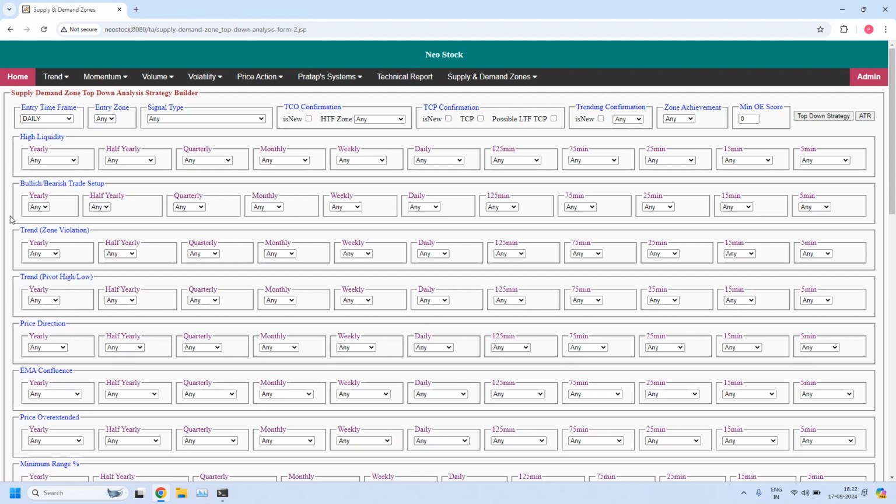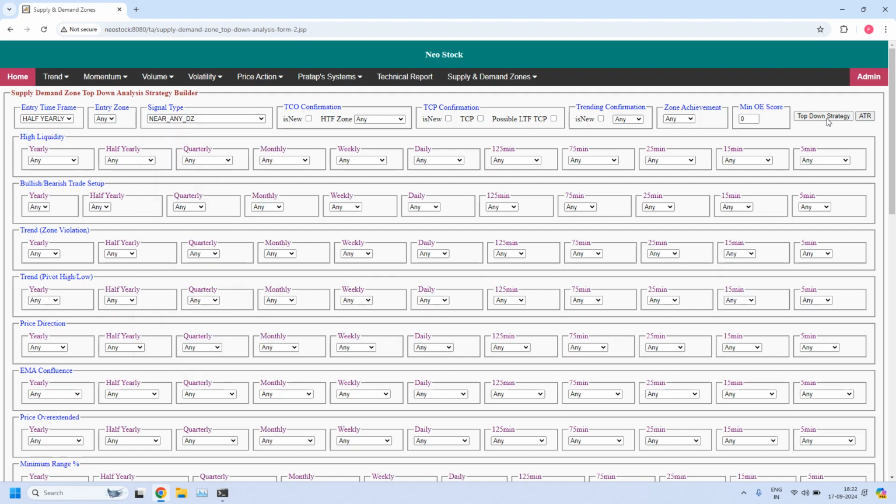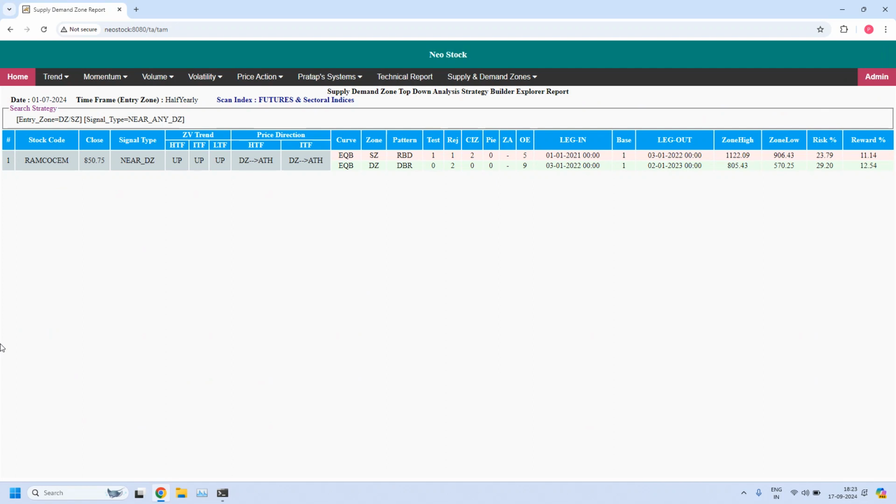First, let's start with finding the stocks near demand and supply zones starting from the half-yearly time frame. For the half-yearly time frame, let's find the stocks near the half-yearly demand zone. One stock is filtered.